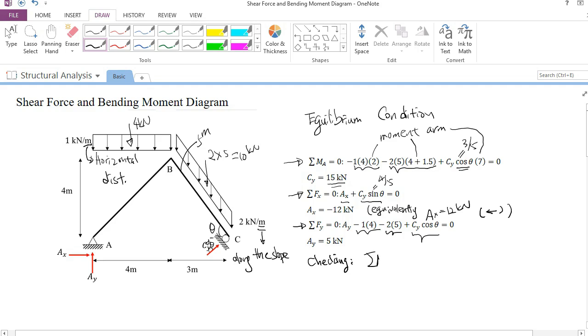For example, I will take the summation of all the moments with respect to point C, which should be equal to 0. So for this one, let's do it together. 10 kilonewton multiplied by the moment arm of 1.5 meter, basically the moment produced by the second distributed force, plus 4 kilonewton times 3 plus 2. This is the moment produced by the first distributed force.